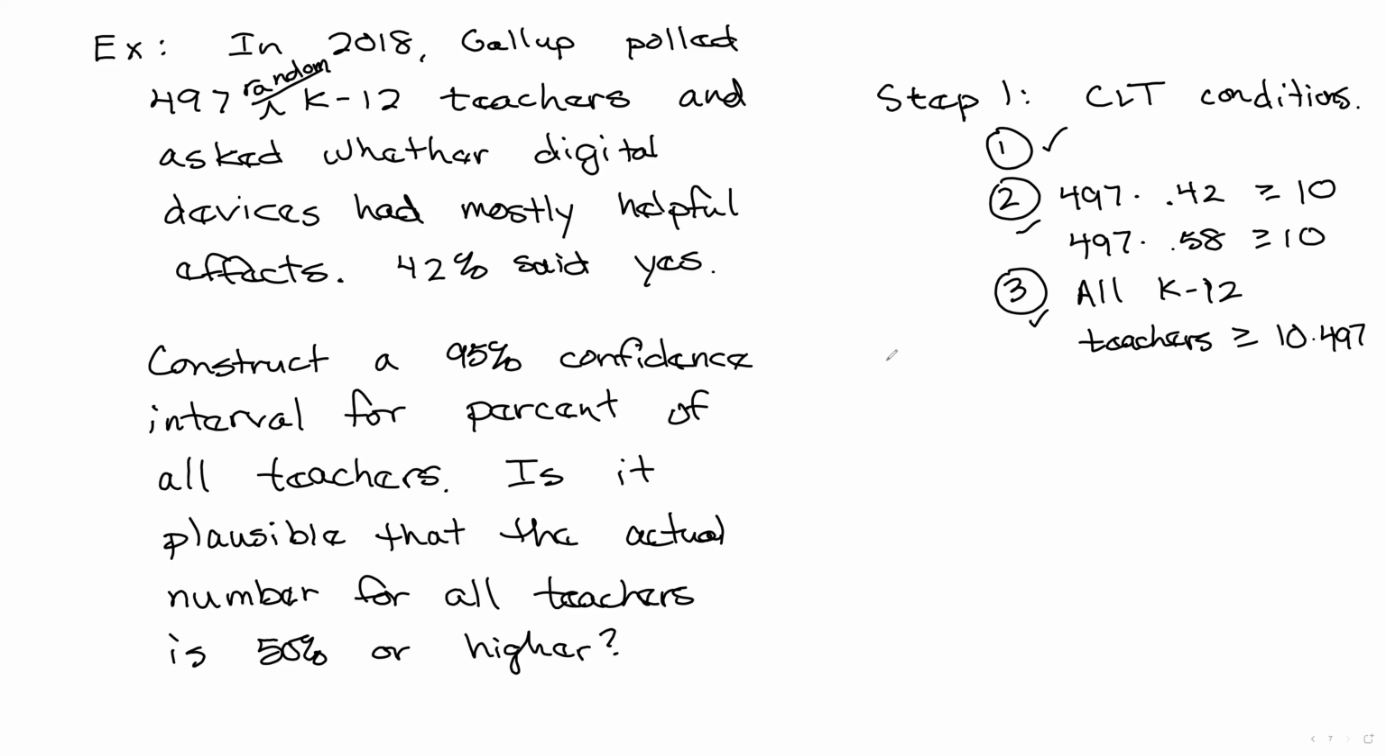By now, hopefully we're getting good at that since we did that already under the central limit theorem. Step two, once you've done that, we need to find the standard error. So we're going to do the standard error estimate. That equals the square root of our 42%, that's 0.42, times one minus that, over 497. And we get about 2.2%.